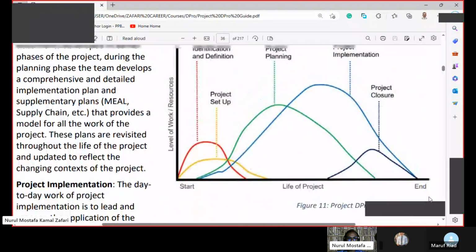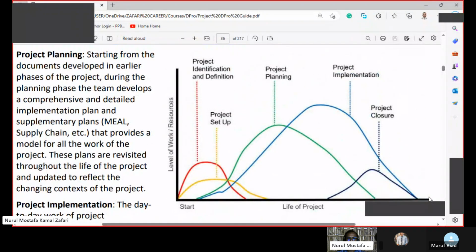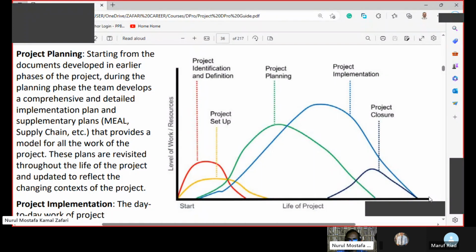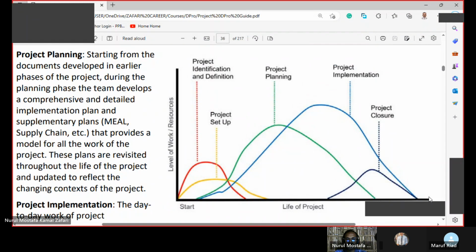Now, let's discuss the diagram. Now, let us look at the diagram critically. Let us take the vertical column and the horizontal column. The vertical column is level of work and resources, meaning the investment of time, the investment of team members, the investment of resources. And the horizontal column is the project life cycle, from start to end.